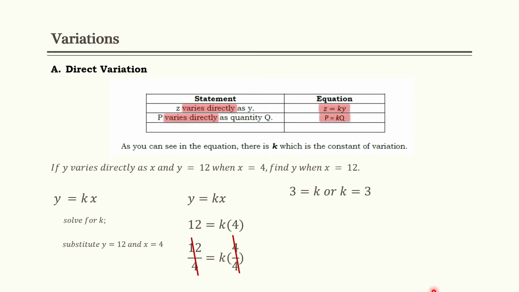Okay? So now, we're going to solve y. Isosolve na natin ngayon si y kung yung x daw niya is 12. So same equation, isa-substitute natin ngayon. So y is equal to 3, which is our constant k, times 12. So y now is equal to 36. So ganun lang mag-solve ng direct variation.